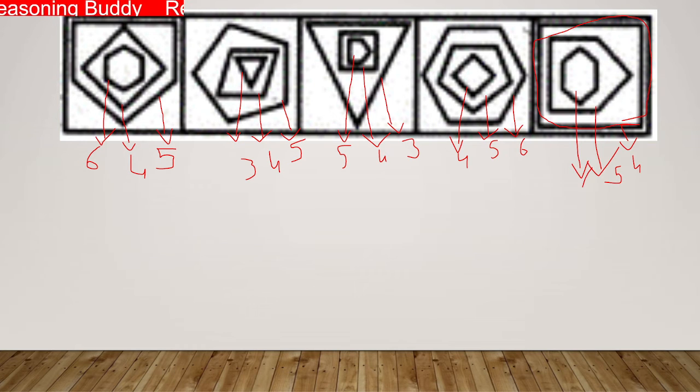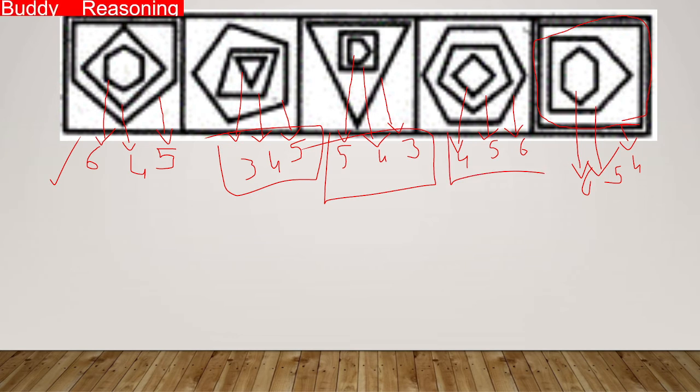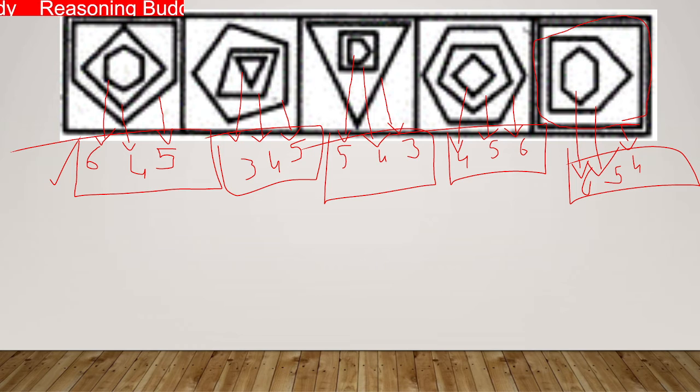So I think you can get the odd man out: figure 1 is the odd man out. Why? Because 3, 4, 5 is ascending order, 5, 4, 3 is descending order, again ascending and descending order. But in figure 1 you don't get any order, either ascending or descending, because these are not continuous digits. So figure 1 is the odd man out.